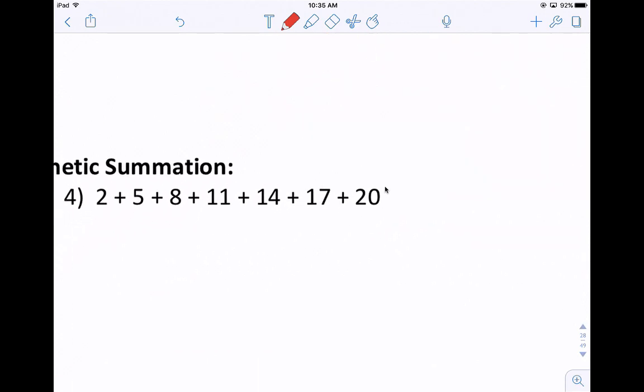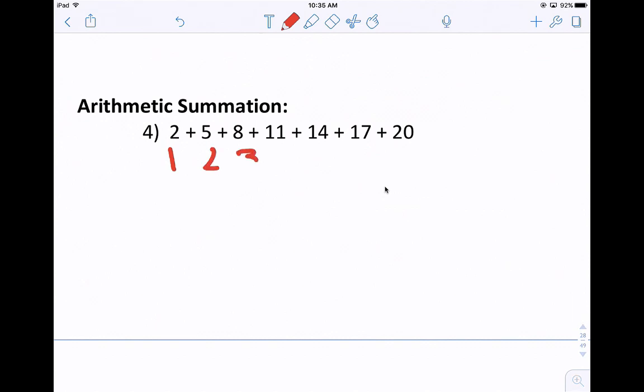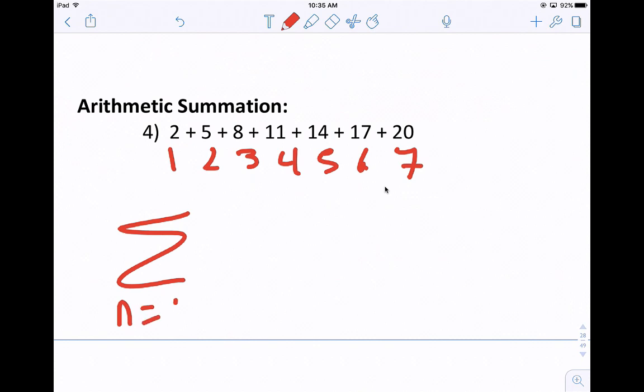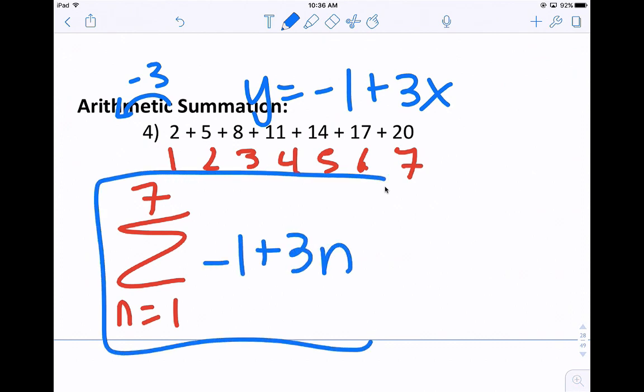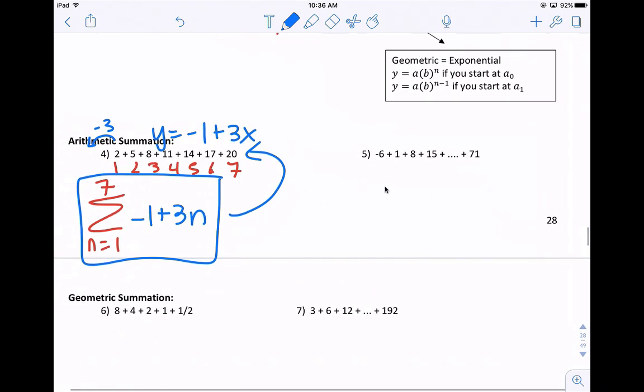So here it is, arithmetic summation. Again, here's your first term, second, third, fourth, fifth, sixth, seventh. So this says add them up from the first term to the 7th term. We need the rule, we need the slope and the y-intercept. You can see the slope. This is going up by 3 every time. The y-intercept would be, if you go backwards, 2 minus 3 is -1. So our equation for this would be -1 plus 3x. Instead of x, I'll put an n, so -1 plus 3n. Here's the summation notation. That means add them all up.